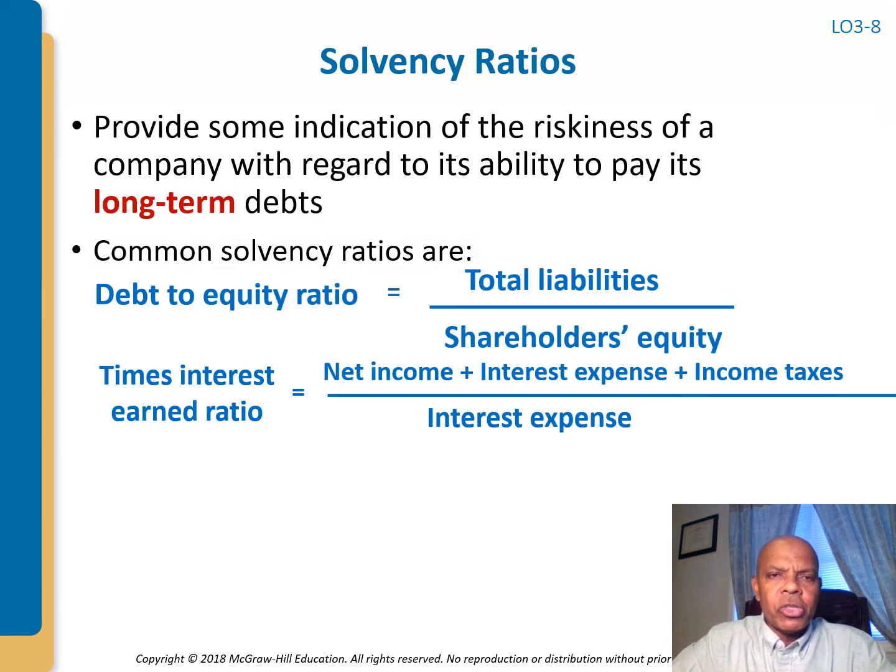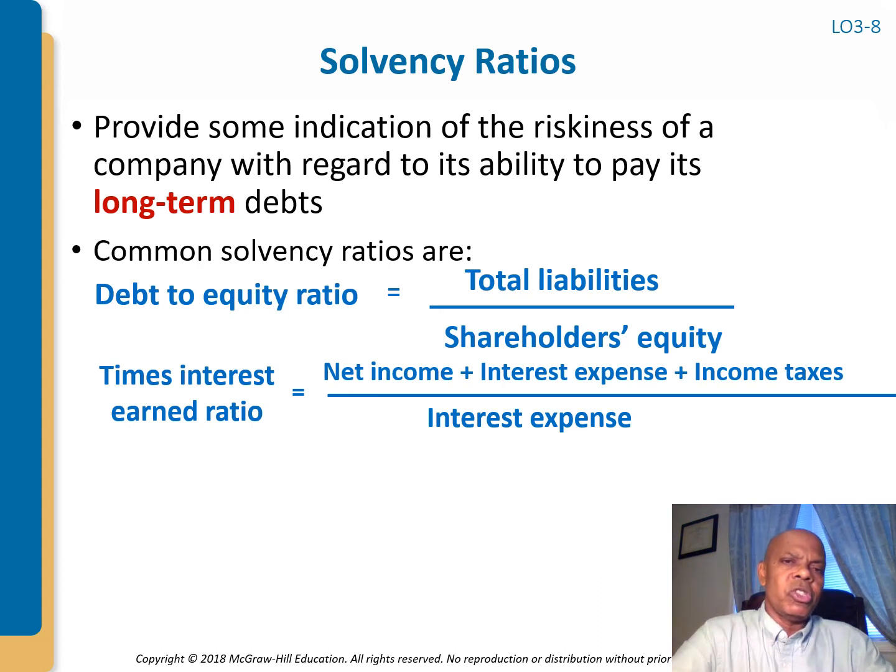Okay, solvency ratios, debt to equity ratio. They provide some indication of the riskiness of a company with regard to its ability to pay its long-term debt. Now, sometimes your capital structure consists of equity and then the debt. That's you borrow money. Equity is your capital. You put in the business, right? So if the solvency ratio is not in a good mix, the company's going into trouble. I'll show you how and what exactly we mean.